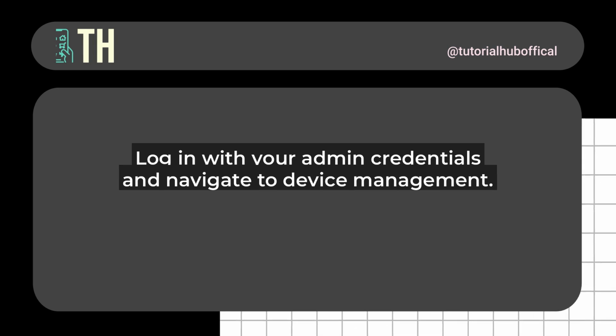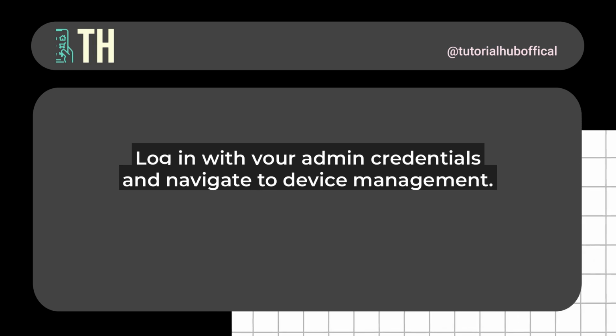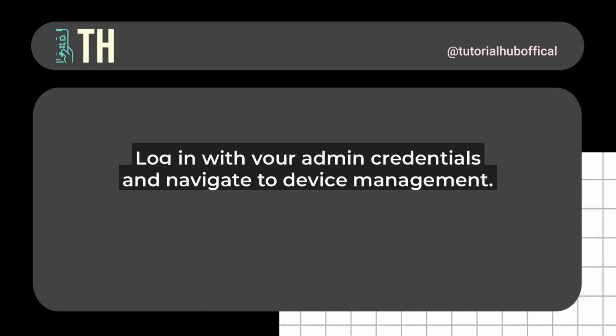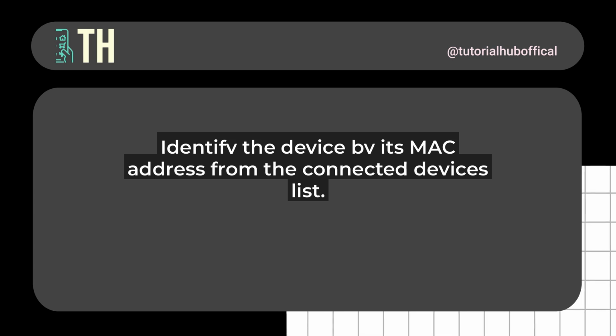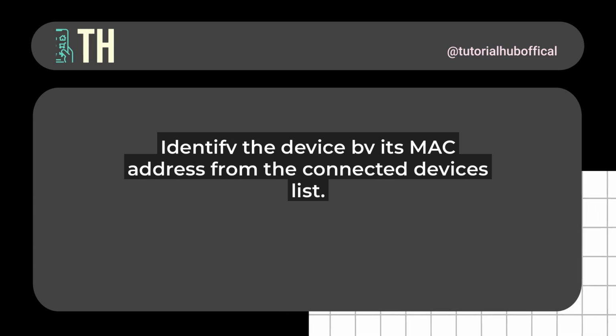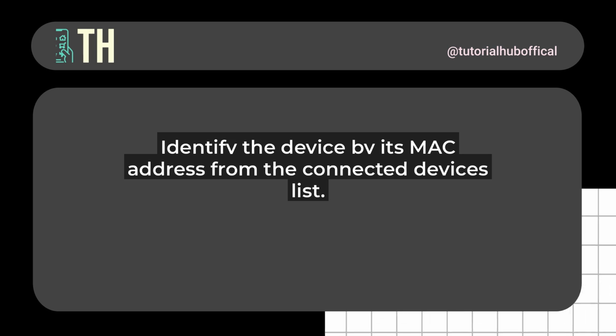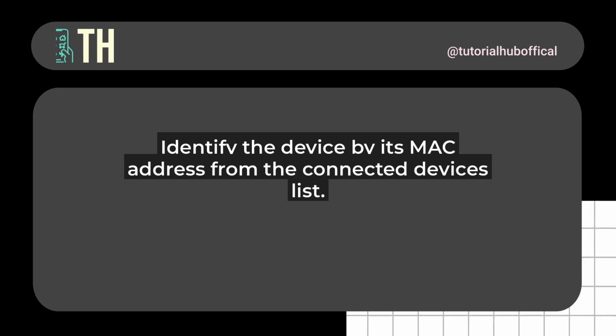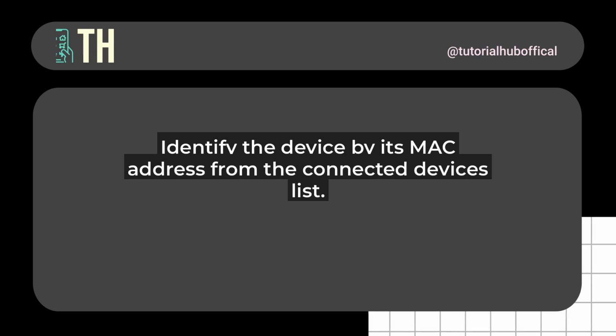Once you're logged in, navigate to the Wireless Settings or Device Management section. Here, you'll see a list of connected devices. Look for the one you want to restrict, identified by its MAC address, a unique identifier for each device. For example, if it's your teenager's gaming console, select that device.